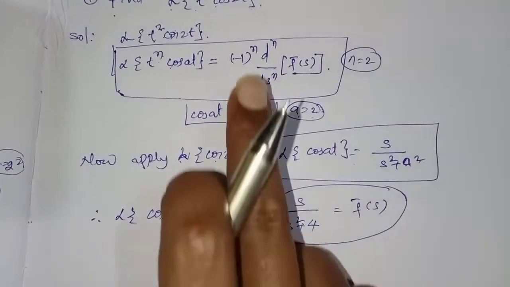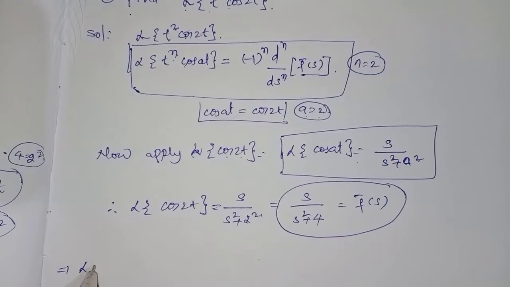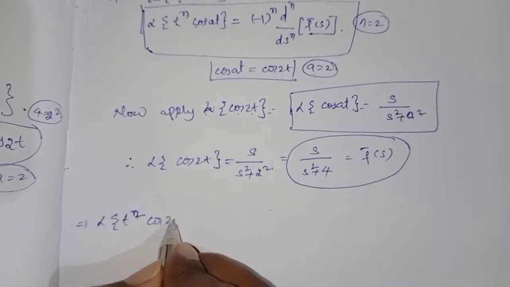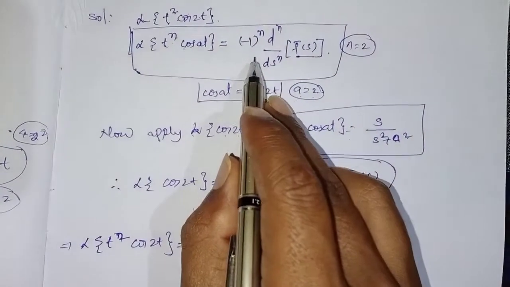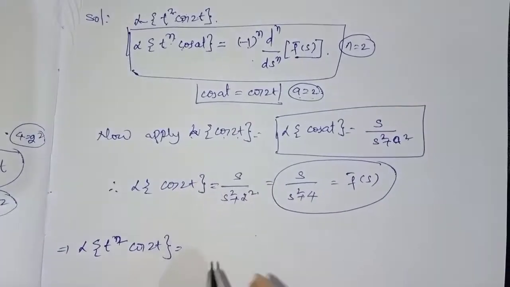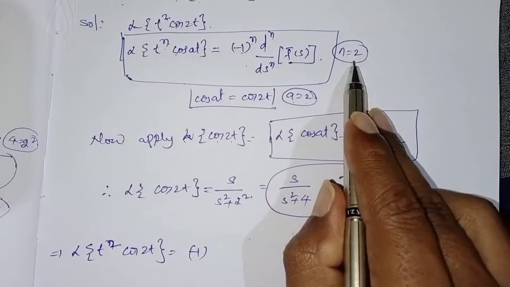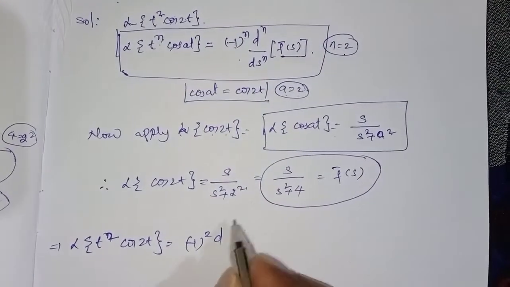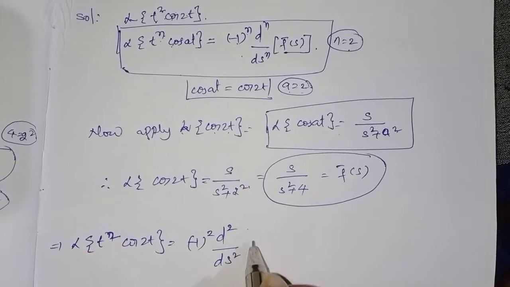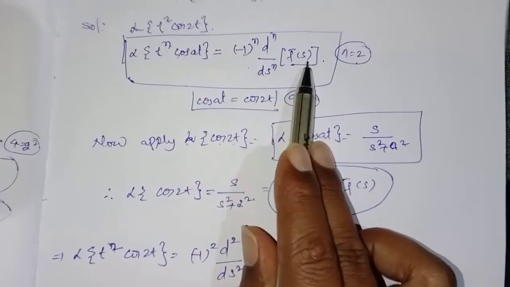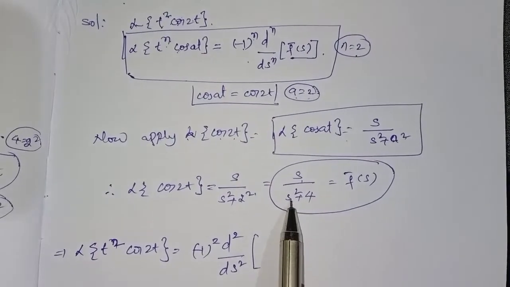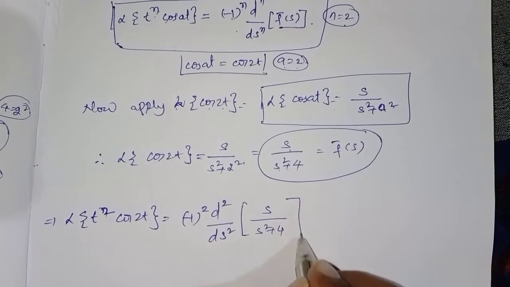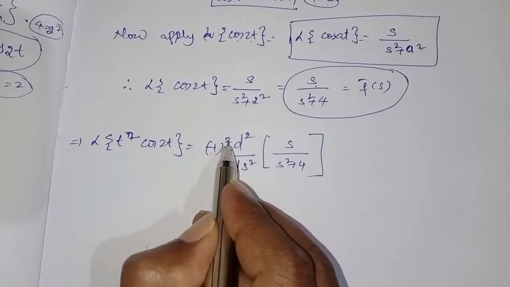Now substitute in the formula. Laplace of t square cos 2t is, substituting in the formula, minus 1 power n. The n value is 2, so this is d power n, but n is equal to 2, so d square by ds square into f bar s. The f bar s value is s upon s square plus 4. We know that minus 1 square is 1.